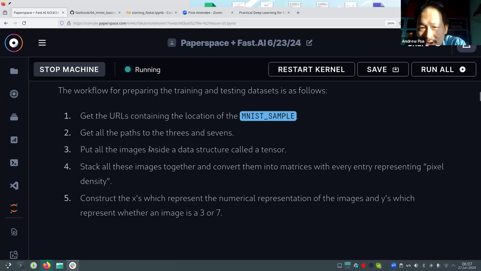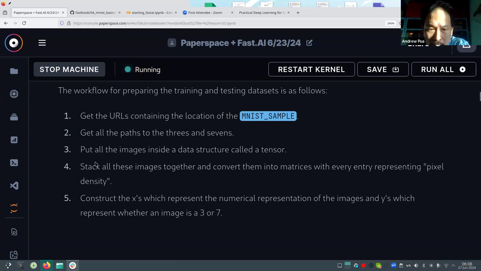The workflow is first create the dataset. Okay, that's the first part. Create the dataset and then implement your learner. So for creating the dataset, you have to point to the URLs for the location of the MNIST sample, and then you need to have a way to understand the paths of the locations of the images. You have to get acquainted with this, because this turns out to be important in terms of how to load things. And then afterwards, put them into a data structure that is called a tensor.